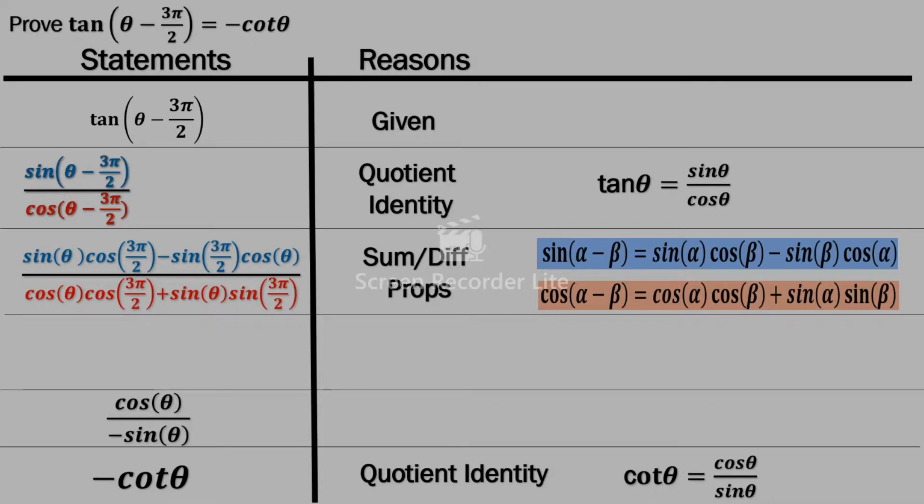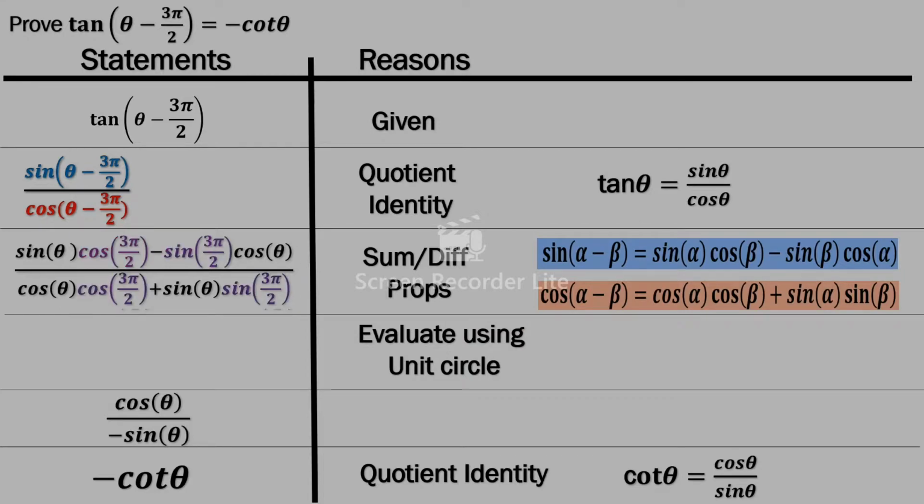Next, we can simplify the numerator and denominator by using the unit circle to evaluate the cosine and sine at 3 pi over 2. The cosine of 3 pi over 2 is the x-coordinate at 3 pi over 2, and the sine of 3 pi over 2 is the y-coordinate at 3 pi over 2.